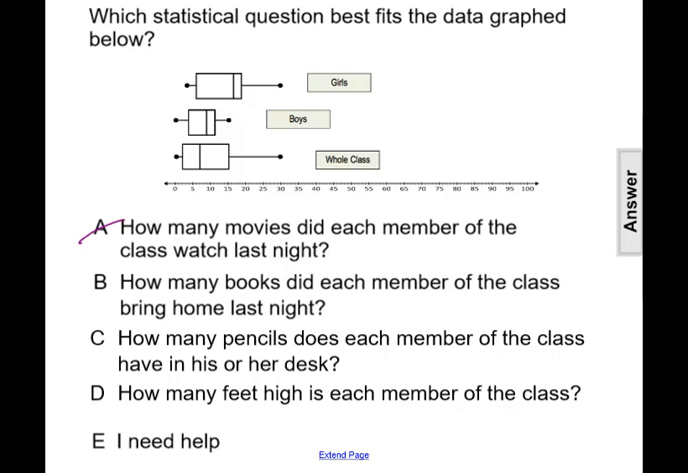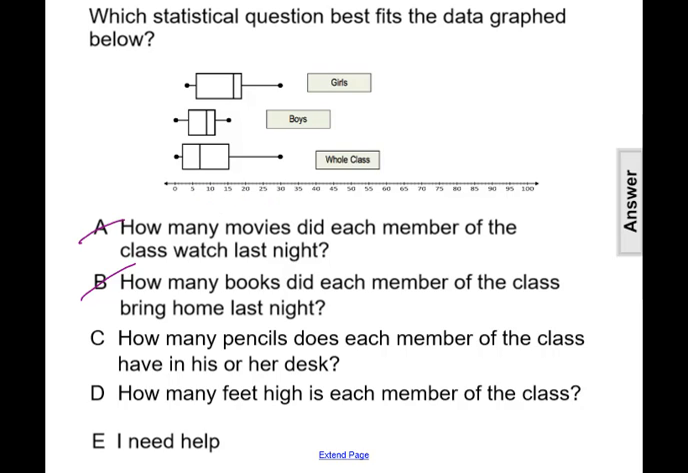Let's look at question B. How many books did each member of the class bring home last night? Along the same lines of why question A doesn't make sense, it would be hard for a student to bring home 30 books. It's possible, but again, your data points here are a little too high for that to make sense. Even bringing home 15, 10, maybe 5 books or 0 books would start to make sense, but again, that one data point of 30 doesn't make sense. Even if you bring them home, you're not going to be reading them, so B is not a good question to represent this data.